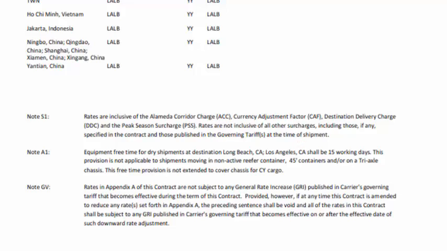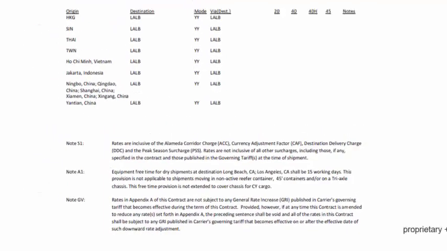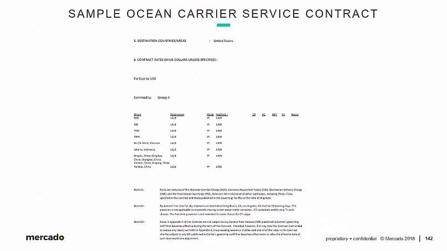However, another important one, this provision is not applicable to shipments moving in non-active reefer containers, but here's the important one for us, 45-footers. What they're saying here is that 15 free days doesn't apply to 45-footers. We need to know that and agree to that as the BCO. Another note, an important one, rates in Appendix A of this contract are not subject to any general rate increase. Here, we're capturing what we talked about in previous sections. PSS clause, GRI clause. The important proviso to make here is, let's see if this sticks.